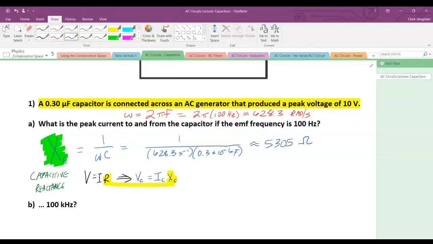And so this means that our current would be just that ratio there. So you'd have 10 volts over the 5,305 ohms, and that would give you 1.88 milliamps, because it's going to be times 10 to the minus 3. Your calculator would give you 1.88 times 10 to the minus 3. So that would be our answer.